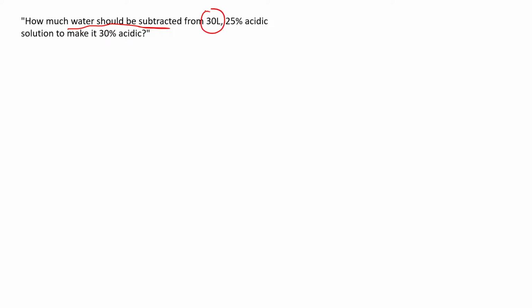Let's see this one. We are having a total of 30 liters and we are having initially 25% acidic. So let us take two numbers, acid and water. If you are having 25% acid, means remaining everything should be water. That is, total value is always 100%. Out of 100%, if you are having 25% as acid, means remaining 75% should be water. So the ratio is actually 1:3.